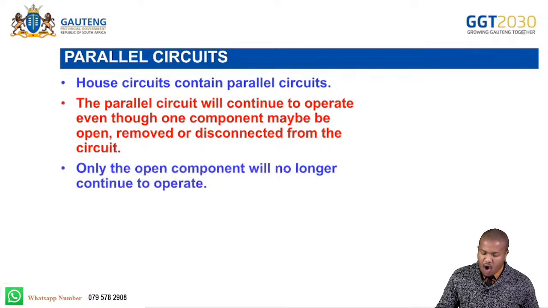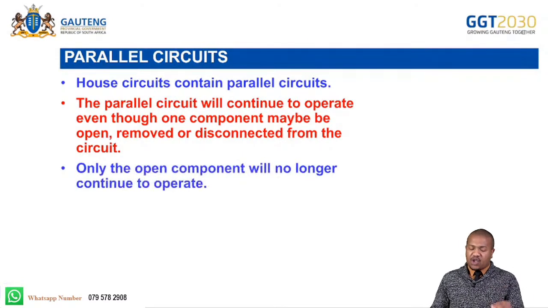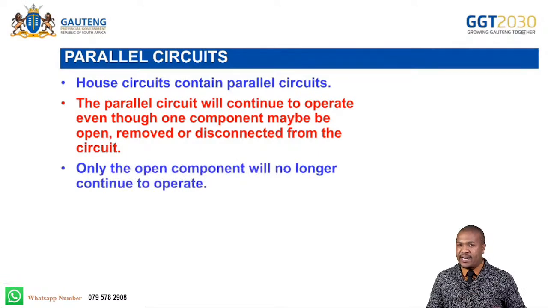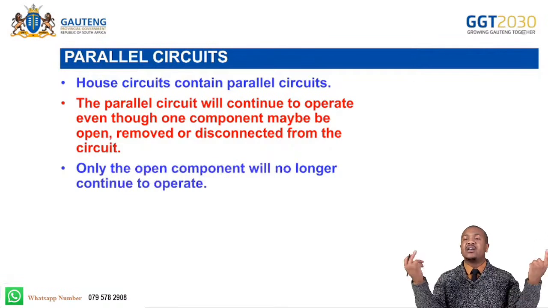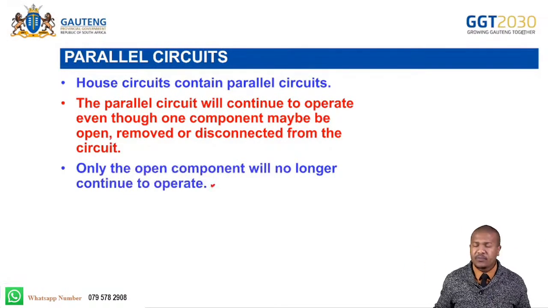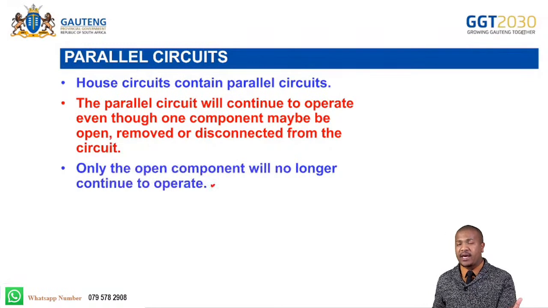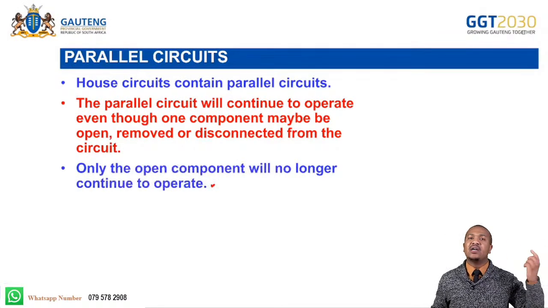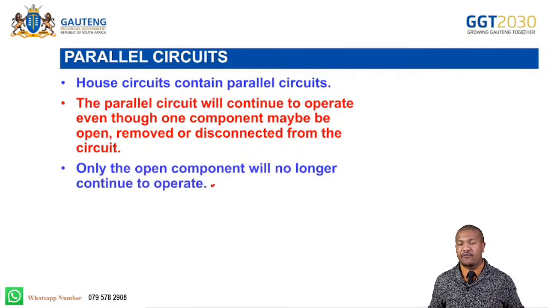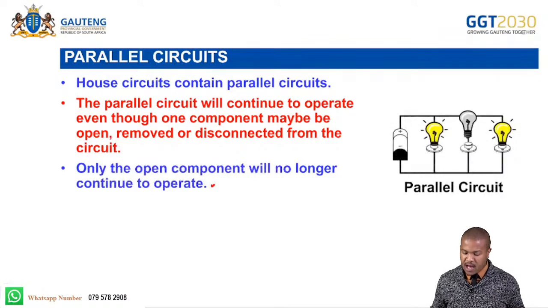Now, only the open component will no longer continue to operate. As I've just said, when you switch off that light in the sitting room, only that part of the circuit, the light bulbs, will not work, because the current is cut off. But the others will still receive current and the light bulbs will be on in the other rooms of the house. Are we together?